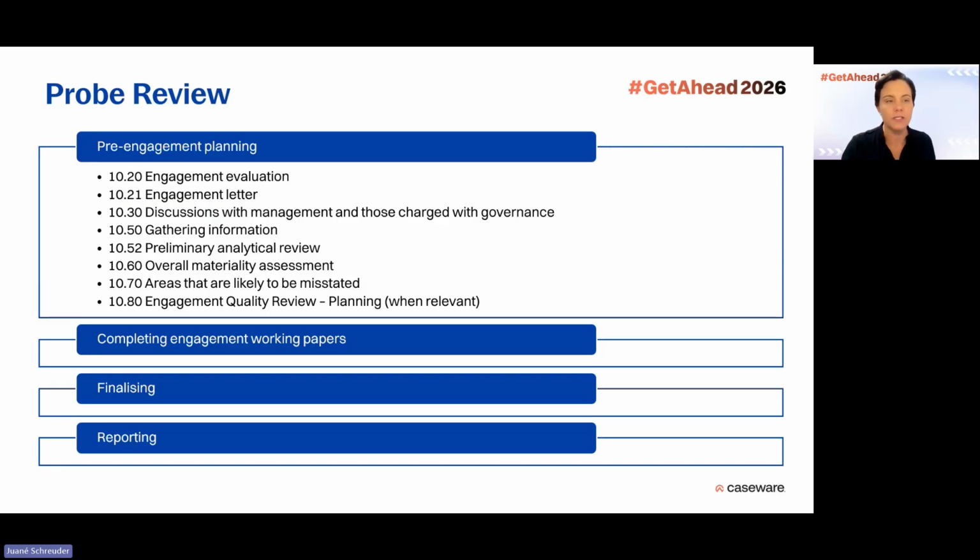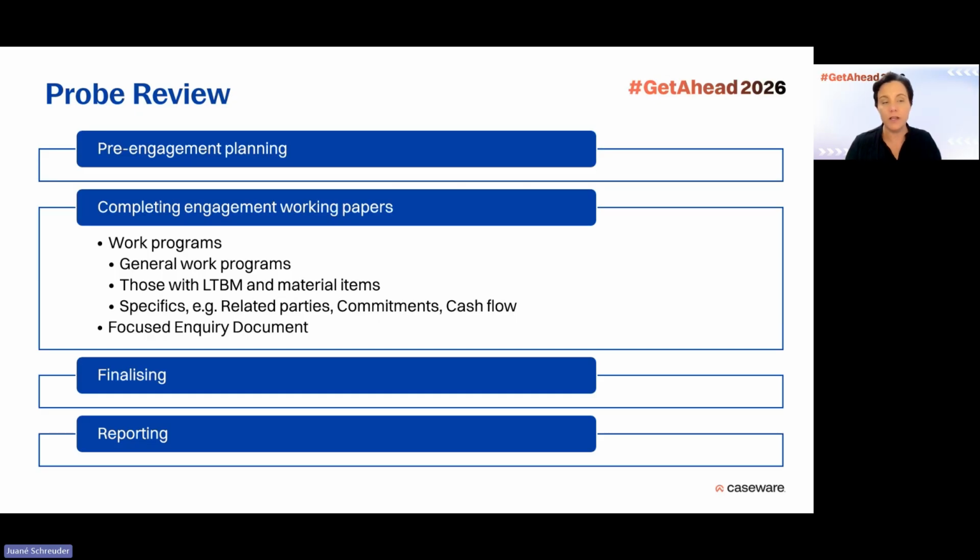All right, so that's your pre-engagement, all the documents in there. You're completing the engagement working papers. We will see the work programs. And then very specifically, you will notice that there are specific sections that will always be performed: related parties, commitments and contingencies, cash flows. And then also the general work programs, the financial statement preparation, the accounting records, the laws and regulations, right? And then, of course, those work programs with material items and those that have items likely to be materially misstated.